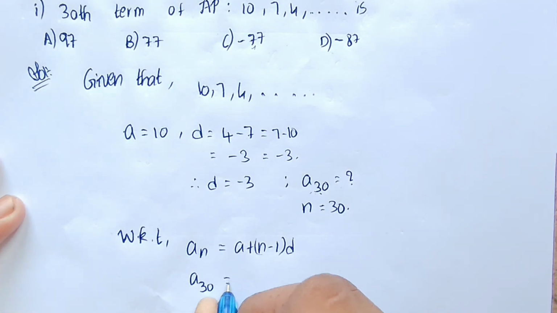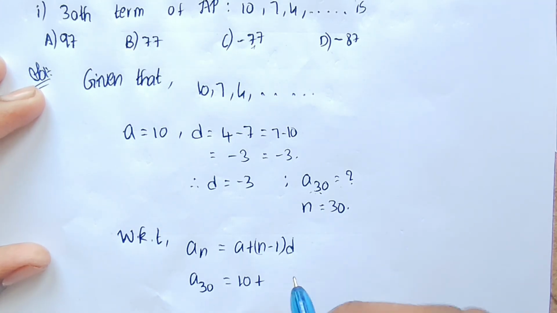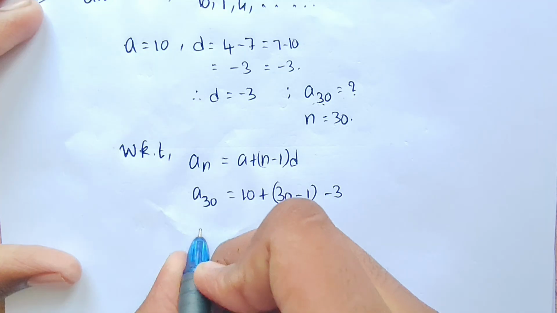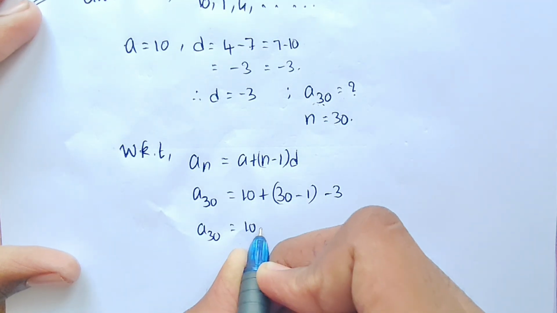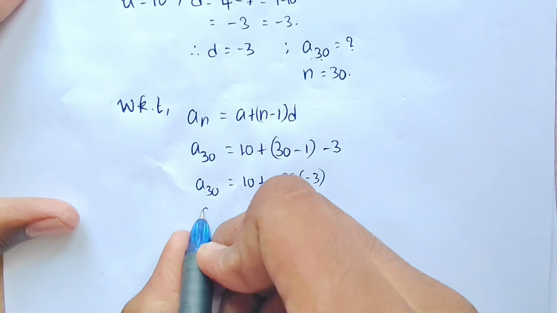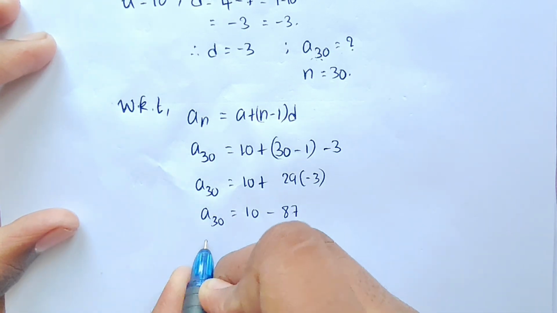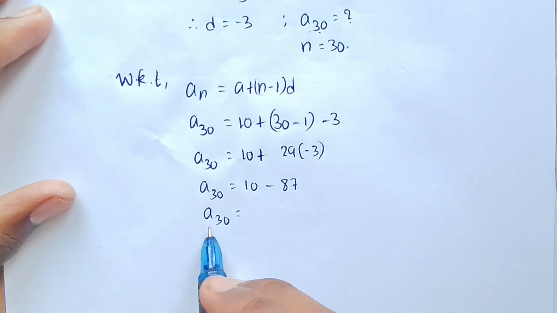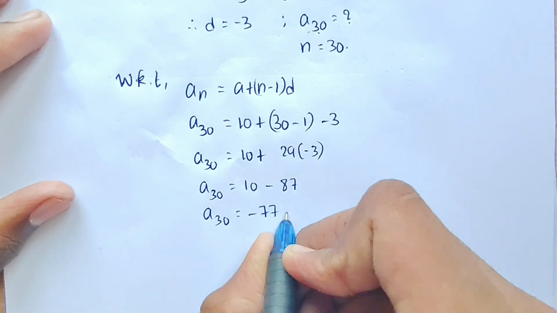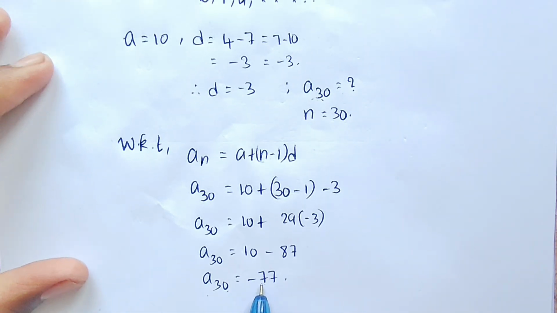So here A30 equals the value of A, 10, plus the value of n, 30, minus 1, into the value of D, minus 3. So A30 is equal to 10 plus 30 minus 1, 29, into minus 3. A30 is equal to 10 plus, minus, 29 3s are 87. A30 is equal to minus 87 plus 10, which means minus 77. So we got the value of A30, the 30th term, as minus 77.